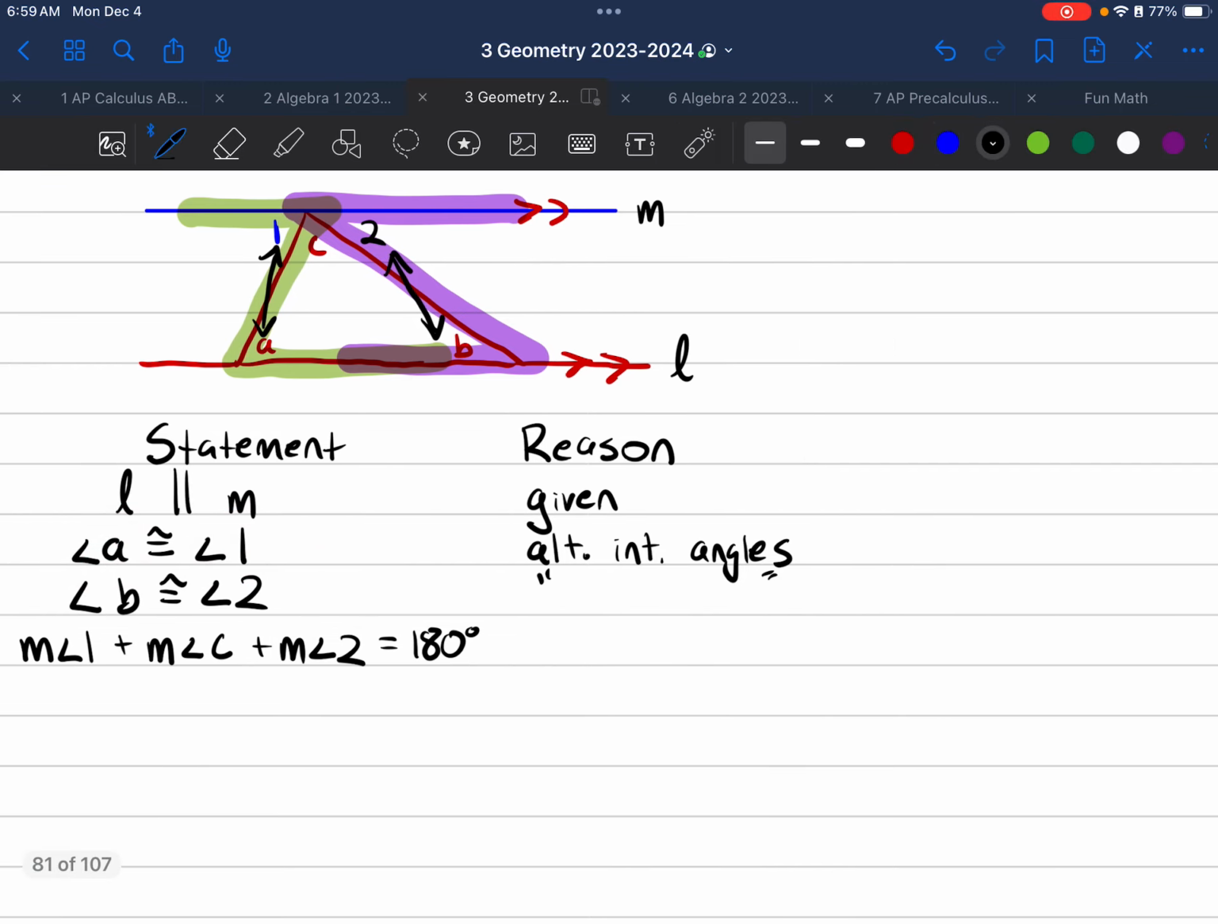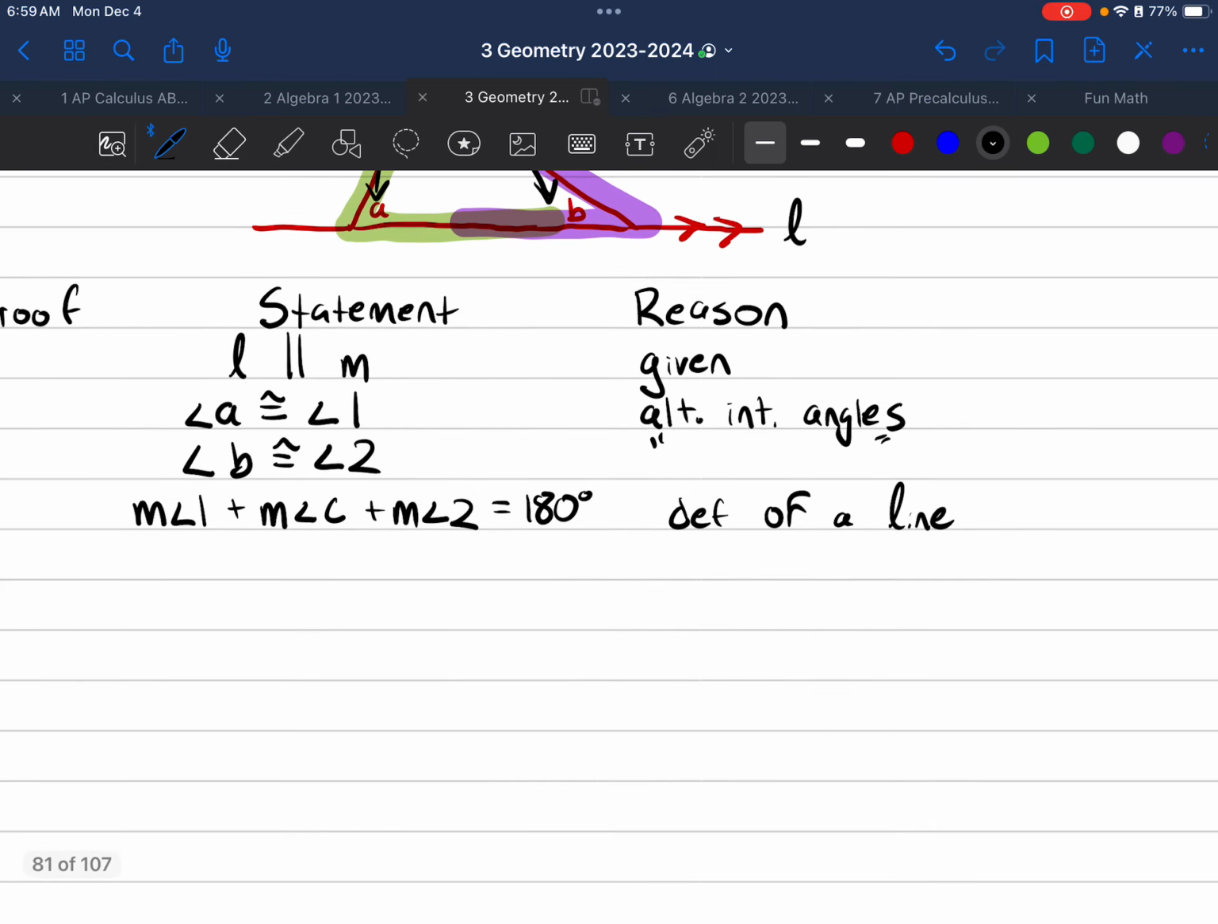Oh, by the way, why can I say this? This is the definition of a line. I'll say definition of a line. And now I can swap out 1 and change this into a measure of angle A. Why am I allowed to do that? Again, A and 1 are the same. And I'm going to leave that old-fashioned measure of angle C here. That's not changing.